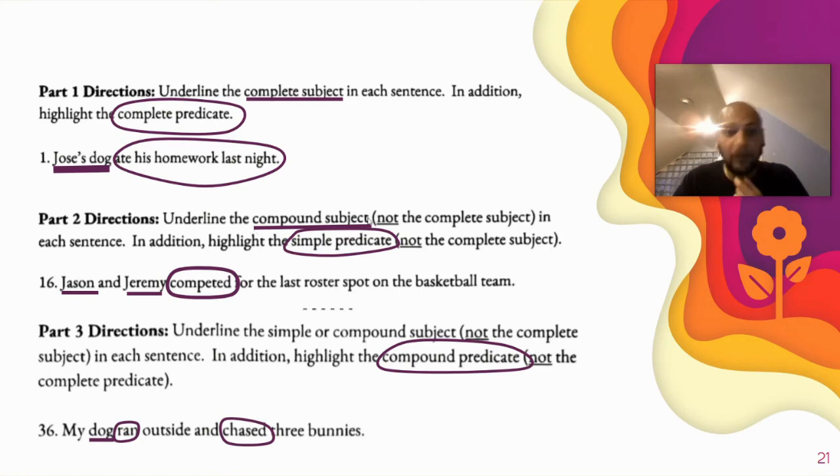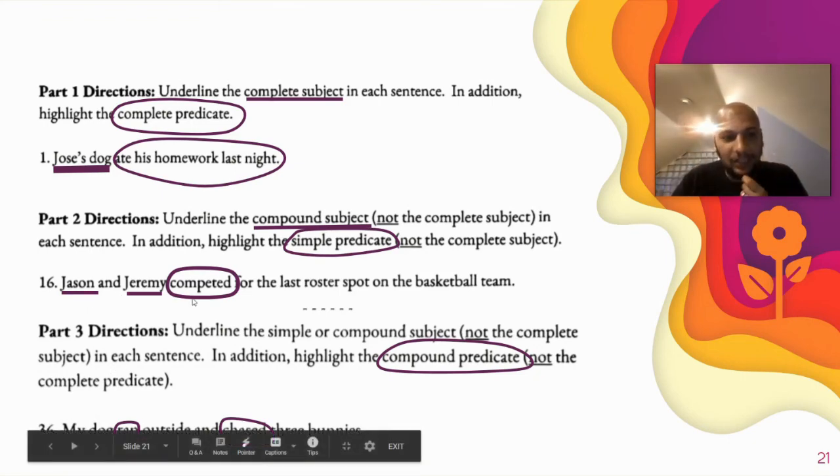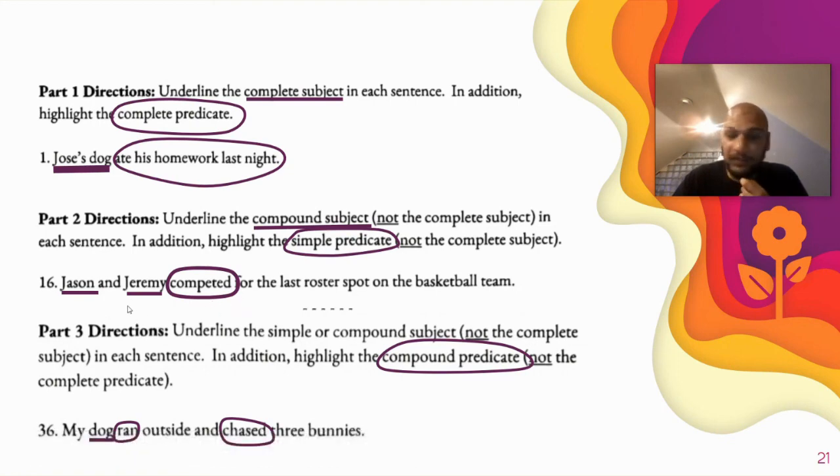Then we're going to look for compound subjects and simple predicates. So more than one subject, two subjects, or many, and just one predicate. So multiple things doing one thing together. So Jason and Jeremy competed. Jason and Jeremy are both our subjects here. They're the ones who are doing the action of the sentence, and competing is the action. They competed, so that is our simple predicate, our one-word predicate.